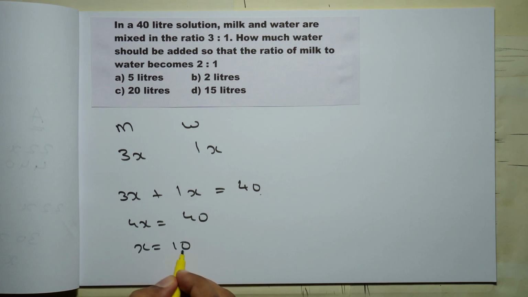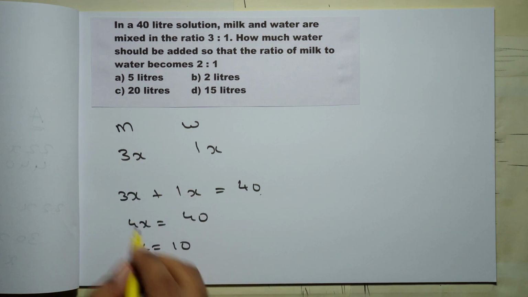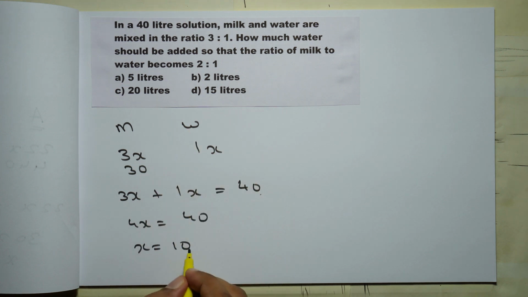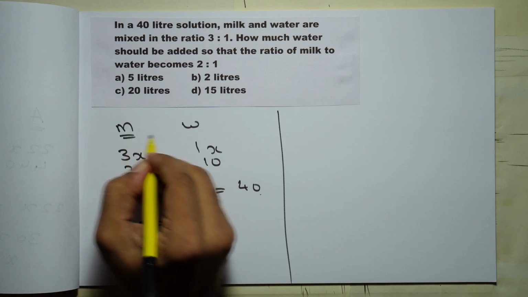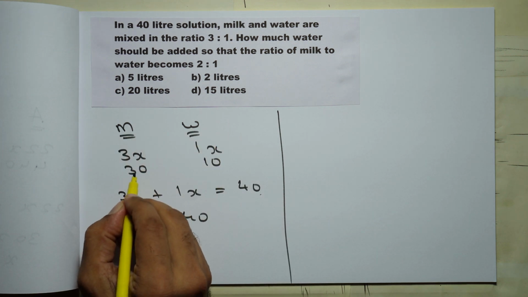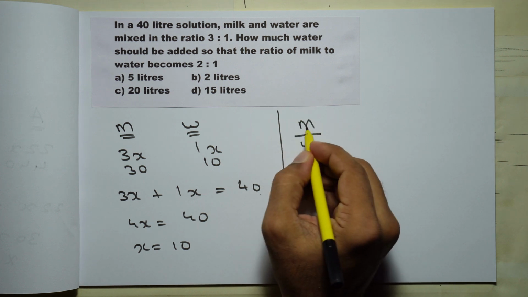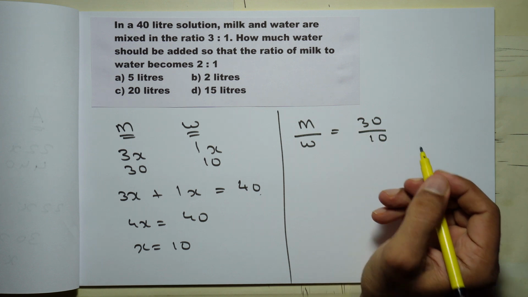So we'll just substitute the value x is equal to 10 here. Milk is 3x, where x is 10, so 3 into 10 gives you 30, and water is 1 into x, where x is 10, so that will be 10. So the actual quantities of milk and water are 30 and 10.